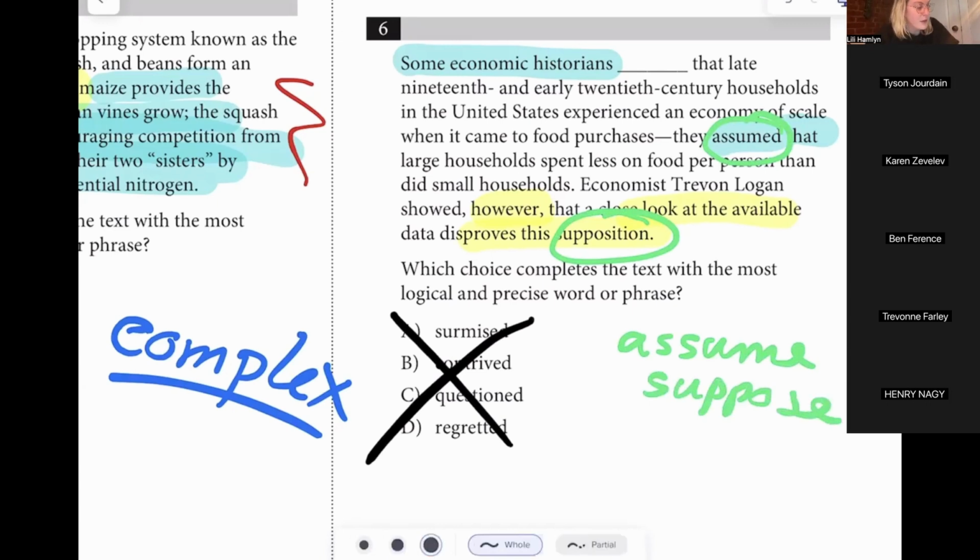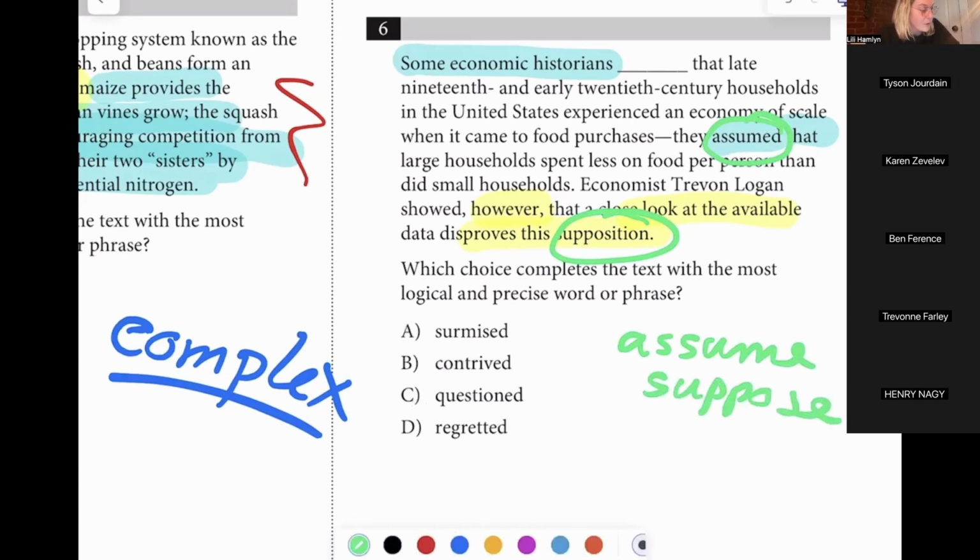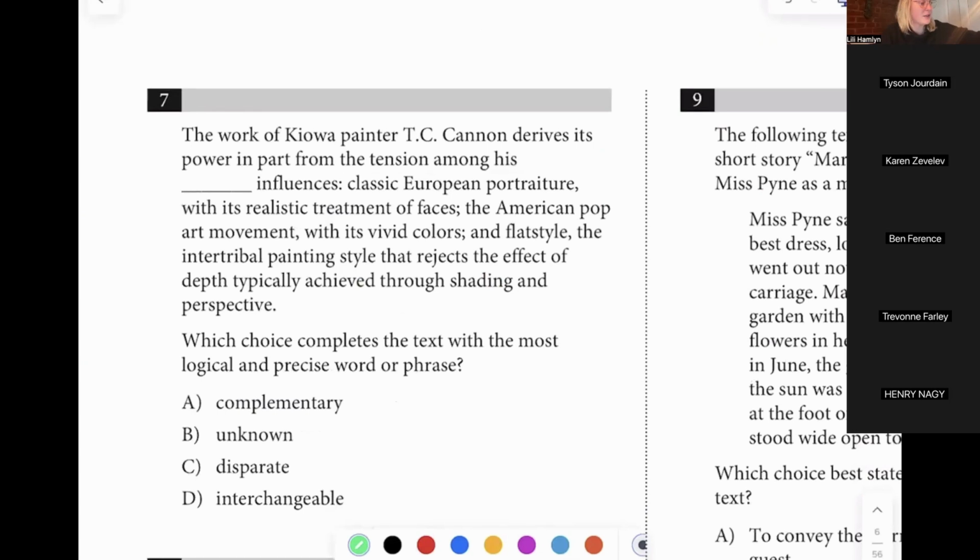So then we would reveal our answer choices. Regretted doesn't make sense. They're not questioning it. They're actually supposing something. Contrived doesn't make sense in this context. So we'd want surmised, which is to suppose something without evidence. Fantastic. All right, great. Number 7.